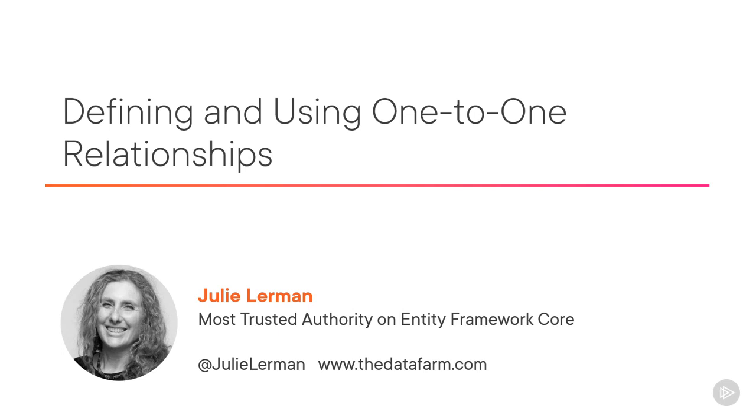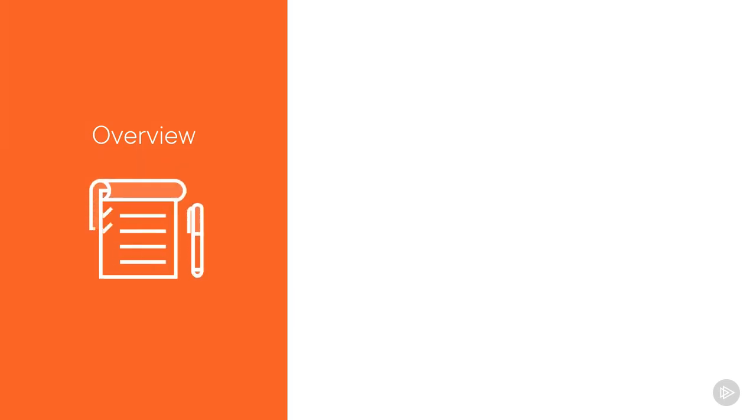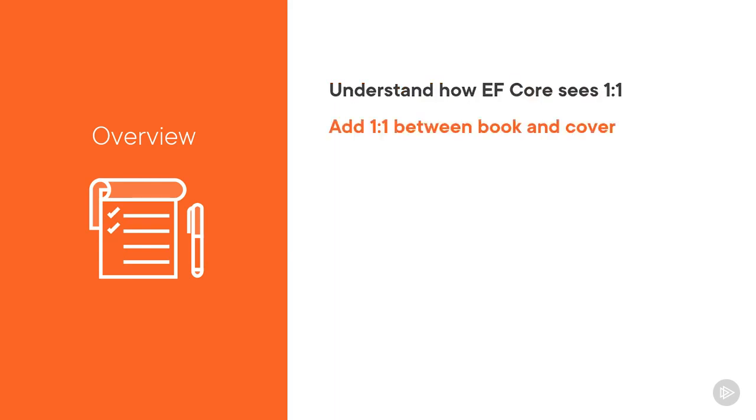In this module, you'll learn how EF Core comprehends one-to-one relationships when you're mapping them and interacting with them. First, I'll give you some insight into how EF Core interprets one-to-one relationships in your model. Then I'll connect some existing classes, the book and cover, in a one-to-one relationship.